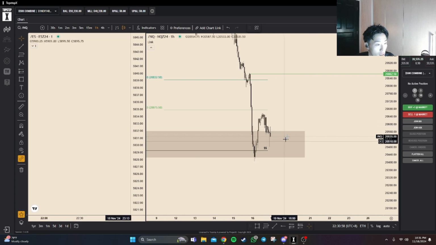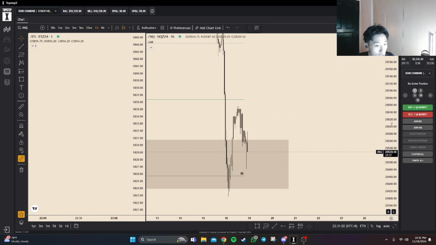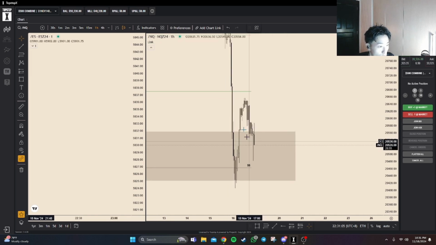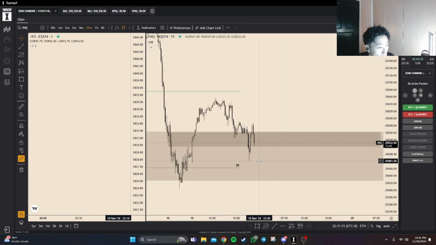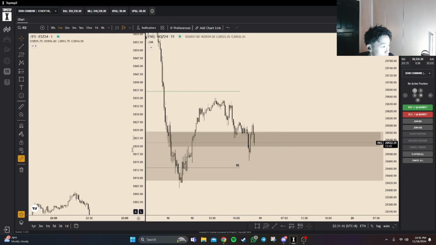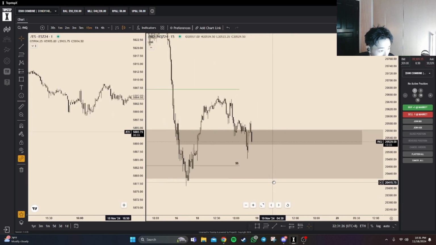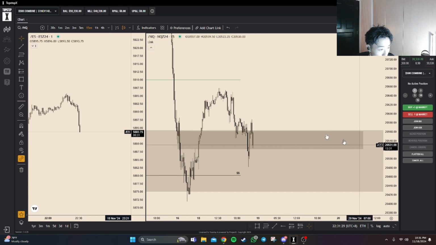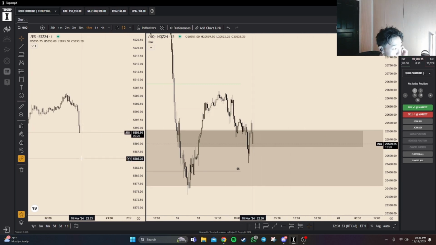And we're also looking to see whether we respect this FVG or no. So depending on how we deliver off this, then we'll determine a bias. Essentially you want to determine your bias first, and then it'll make your decision making a bit easier.